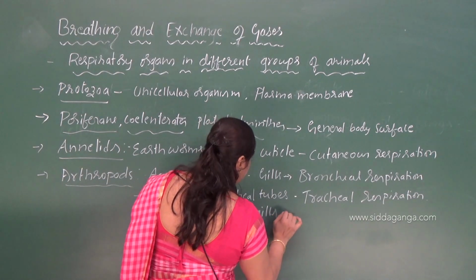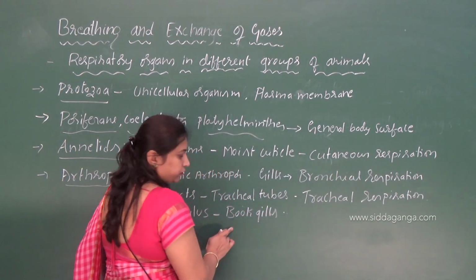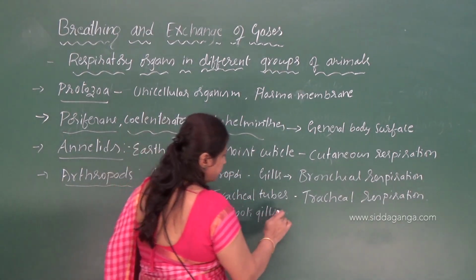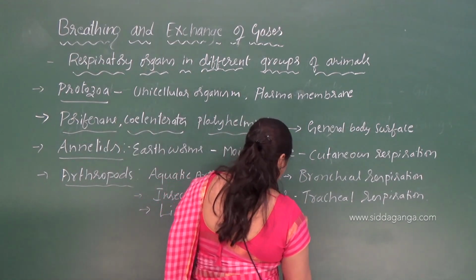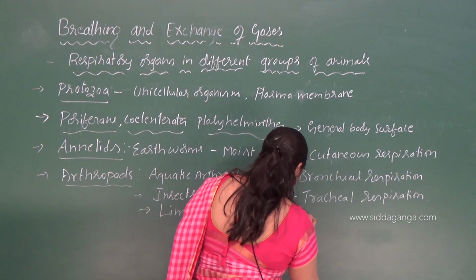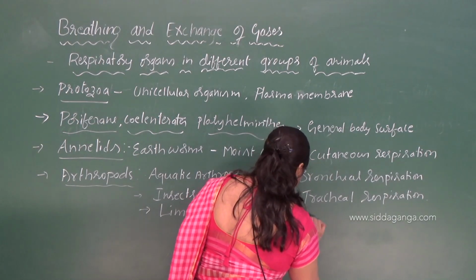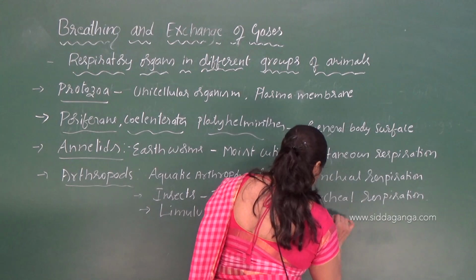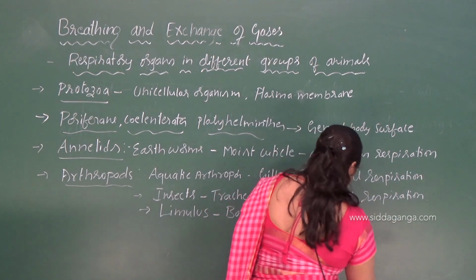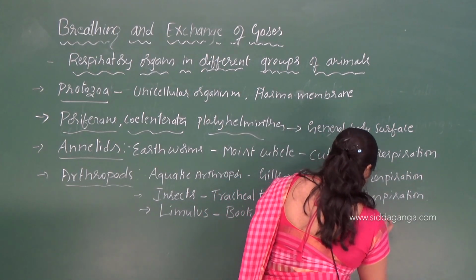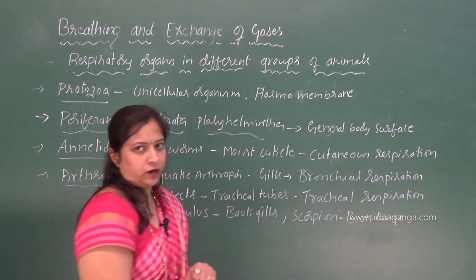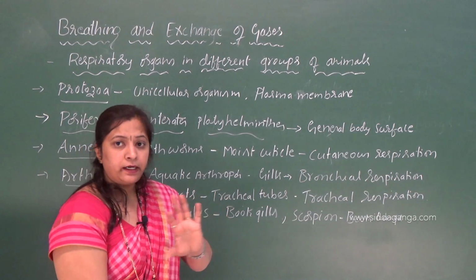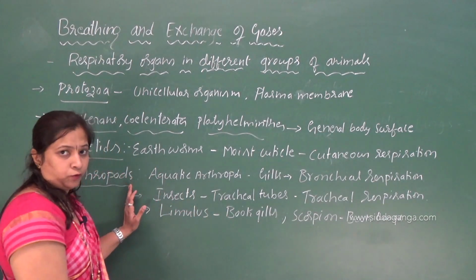So they are called book gills because they look like the pages of a book. And when it comes to terrestrial arthropods like a scorpion, the respiratory structures are called book lungs. Okay, so these are the respiratory structures of arthropods.